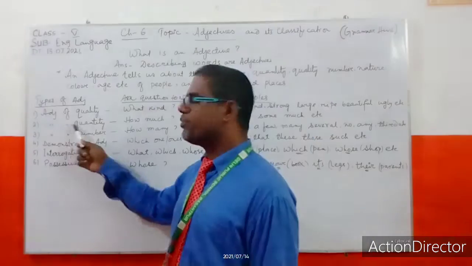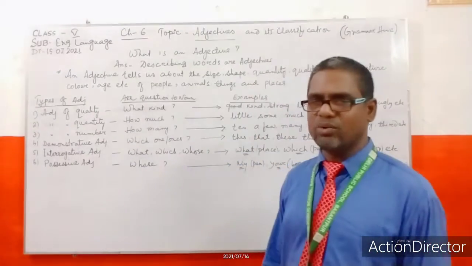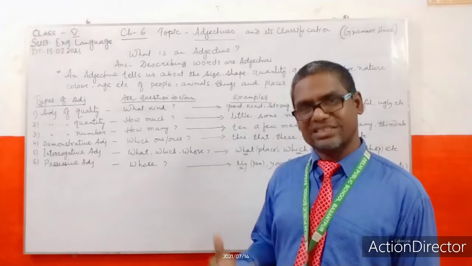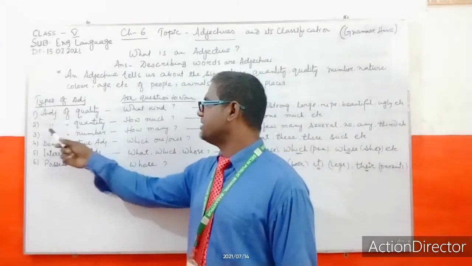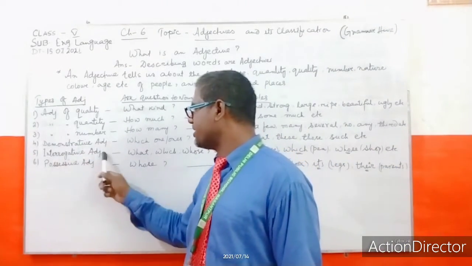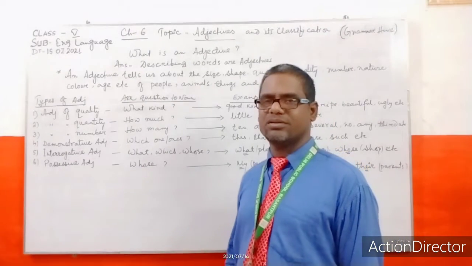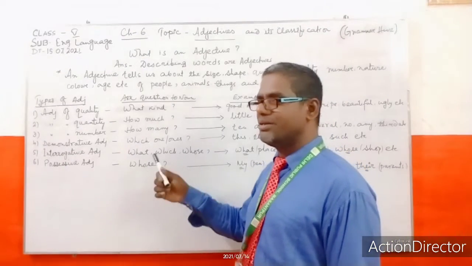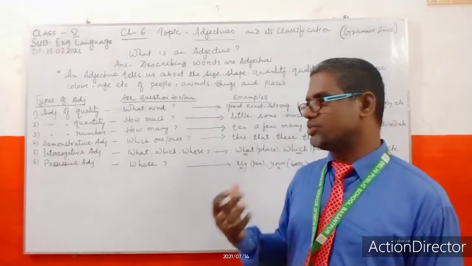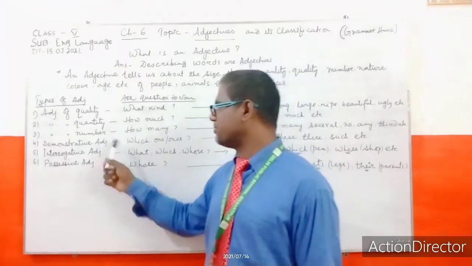Okay? Now, adjective of quantity. You know quantity? Quantity means amount. So how much? If you ask a noun a question with how much, the word will come as an answer, and that word is an adjective, and that adjective is what? Adjective of quantity. Okay? Next, adjective of number, demonstrative adjective, interrogative adjective, possessive adjective. So what is adjective of number? If you ask how many, then the answer will come. That means you have to ask the noun a question with how many. And whatever answer will come, that word will be an adjective, and that adjective will be what? Adjective of number.